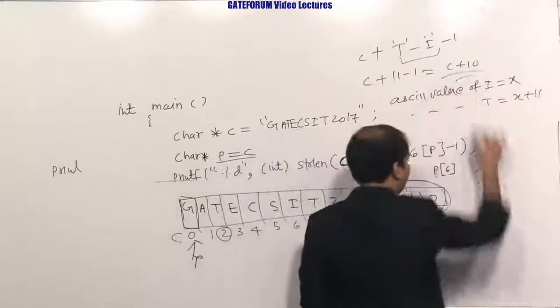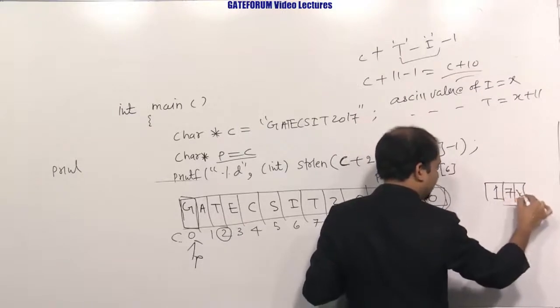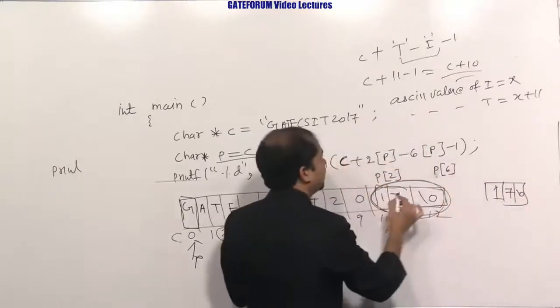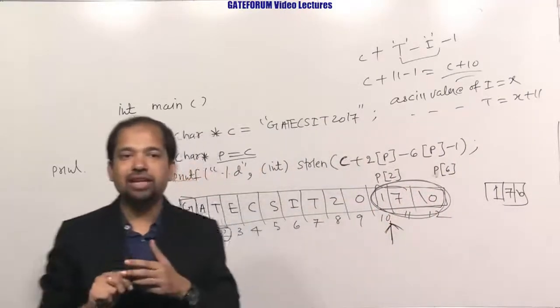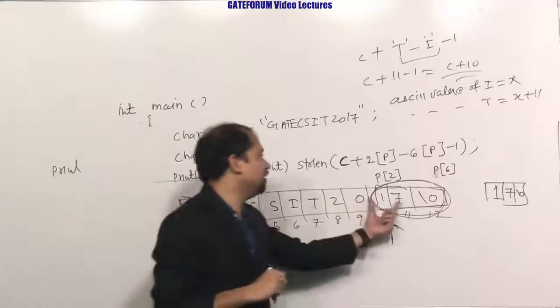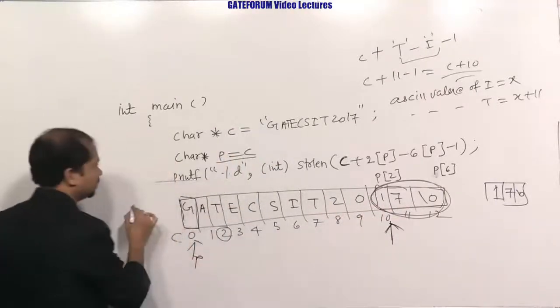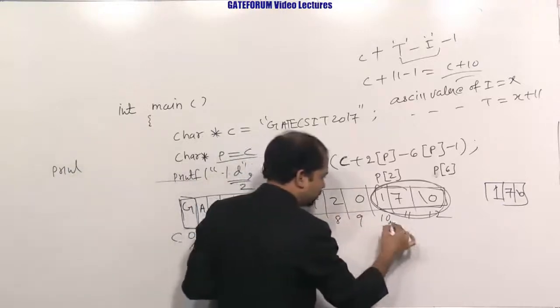This C plus 10 will only point to this 1 and 7, like this. So C is now here. If you print up to this, strlen will give the length of the string, which is only 1, 7. So the length of this string is 2. So the answer here is 2. This will print 2 because C plus 10 will move to this place.